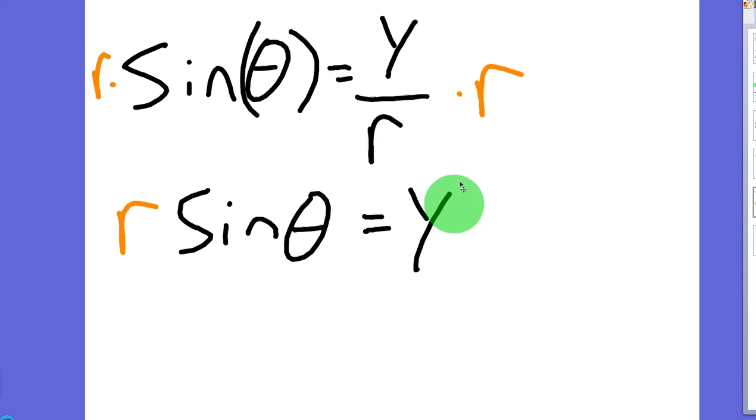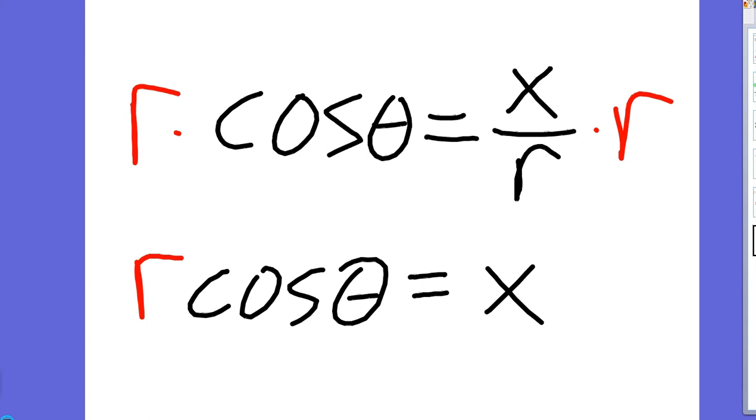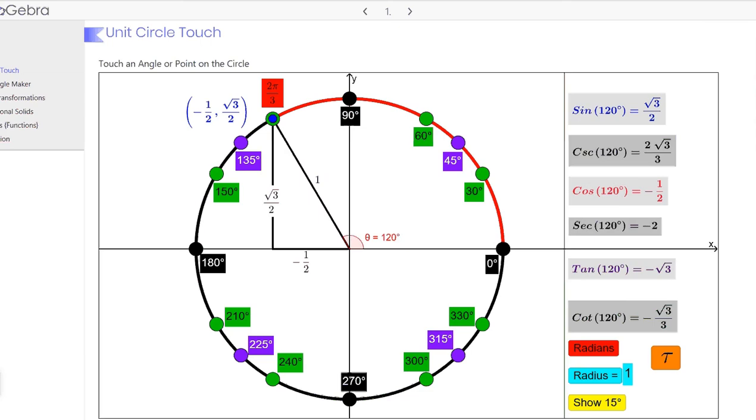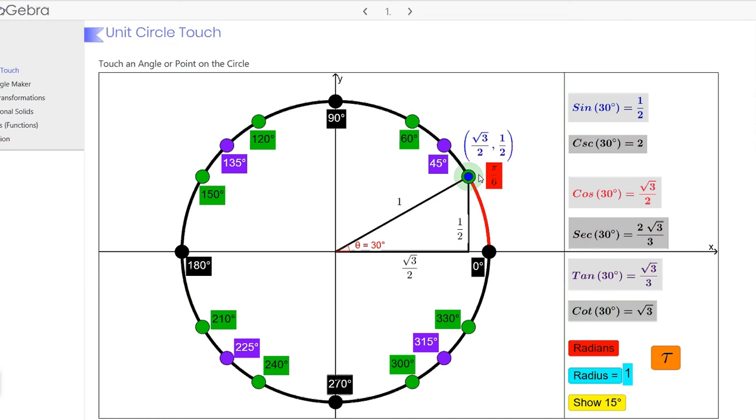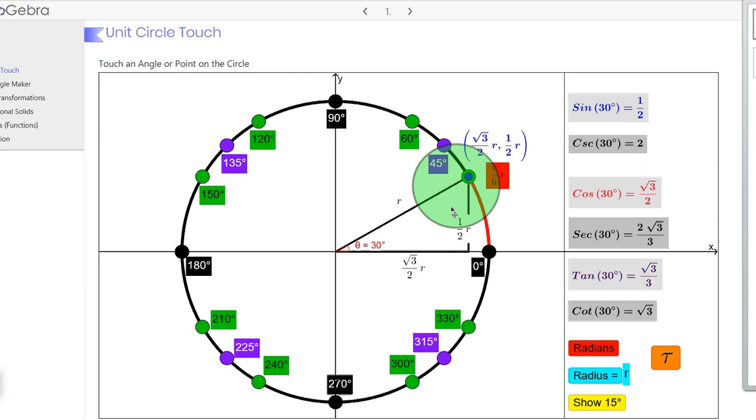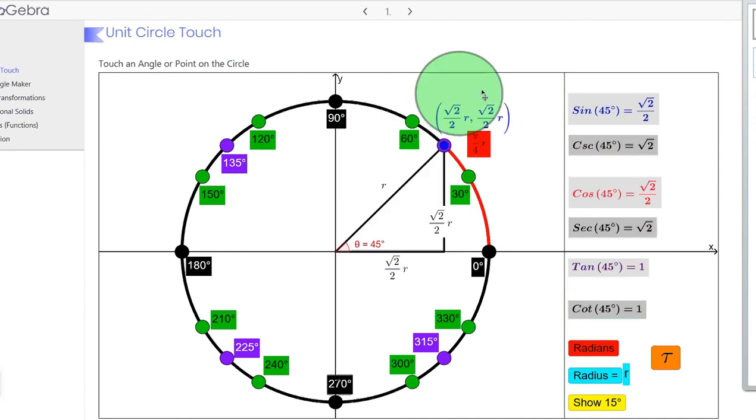In that case, y would be r sine of theta, right? And we could do the same thing for cosine. When the radius is just r, x would be r cosine of theta. Now let's pull up our unit circle again and put all this together. We're going to go back to the unit circle app and make the radius equal to r. Here's what's nifty about it. Since the x and y values are always going to be in terms of r, at any point on the unit circle, let's say we go here, you can actually just take the x value.